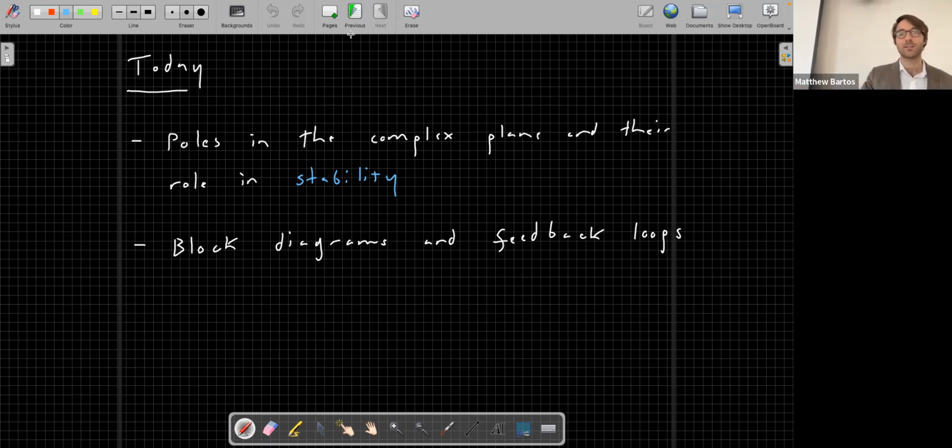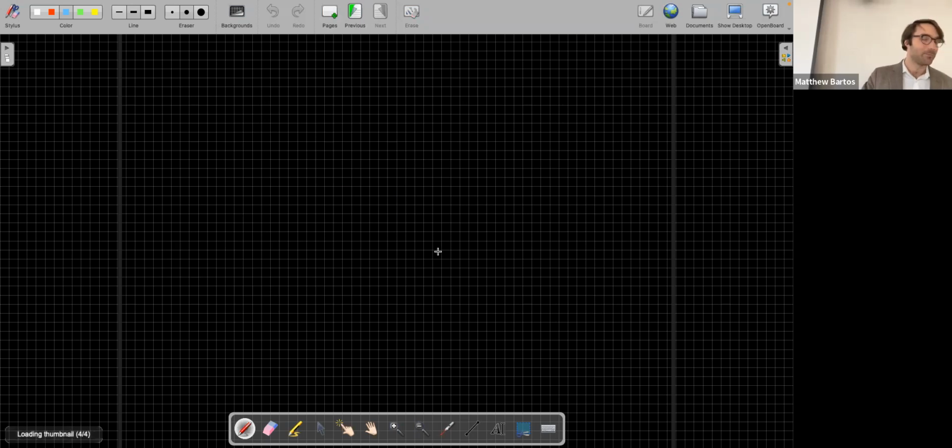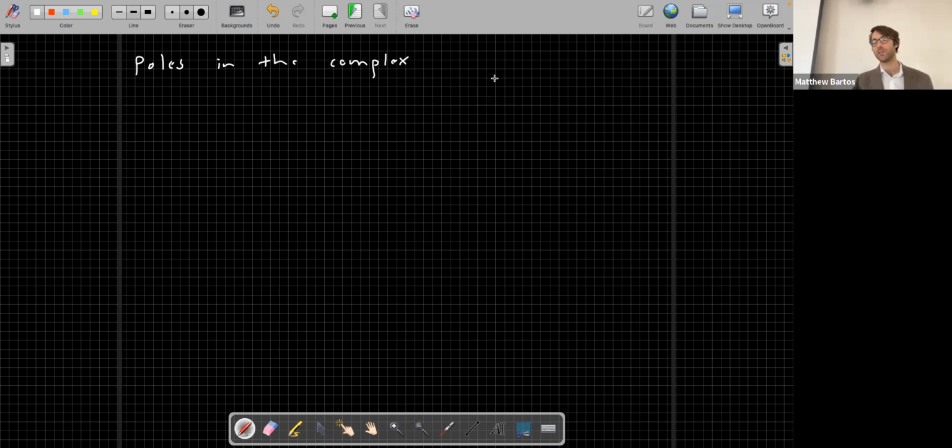Are there any other questions about the material we've covered so far? Okay, great. So let's go ahead and get started. First, let's take a look at poles in the complex plane. Today, we're going to find out where the name poles comes from.